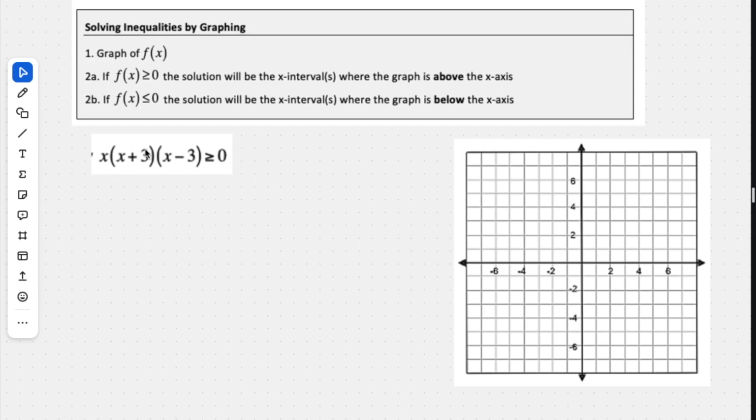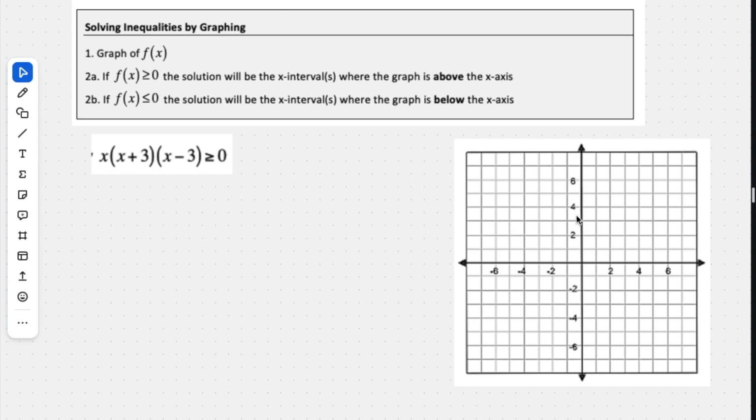For solving an inequality by graphing, the first thing we're going to want to do is graph the function. And so this is going back to our polynomial graphing. And then if we are looking for greater than or equal to 0, we're looking for what values of x do we plug in that make the output, the y value, be greater than 0. So essentially what we're going to look for is all the places where the graph is above the x-axis.